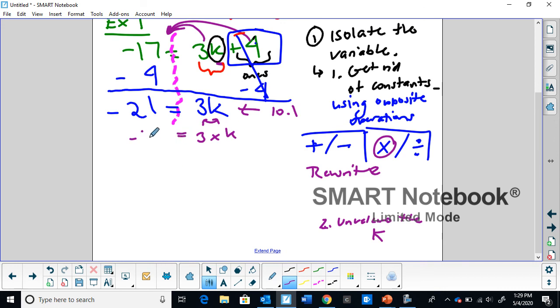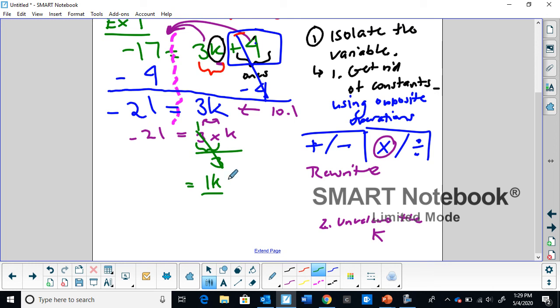So if I know 3 times k is going to give me negative 21, how do I get rid of this 3? Well, we use the opposite operation, which is division. So we're going to divide by 3. When we divide this side by 3, what's 3 divided by 3? That's going to give us 1. So what we're left with on this side, we found out what 1k was. We managed to get it down to 1k, which is exactly what we need. We just want to figure out how much is under one splat, not under 3 splats.